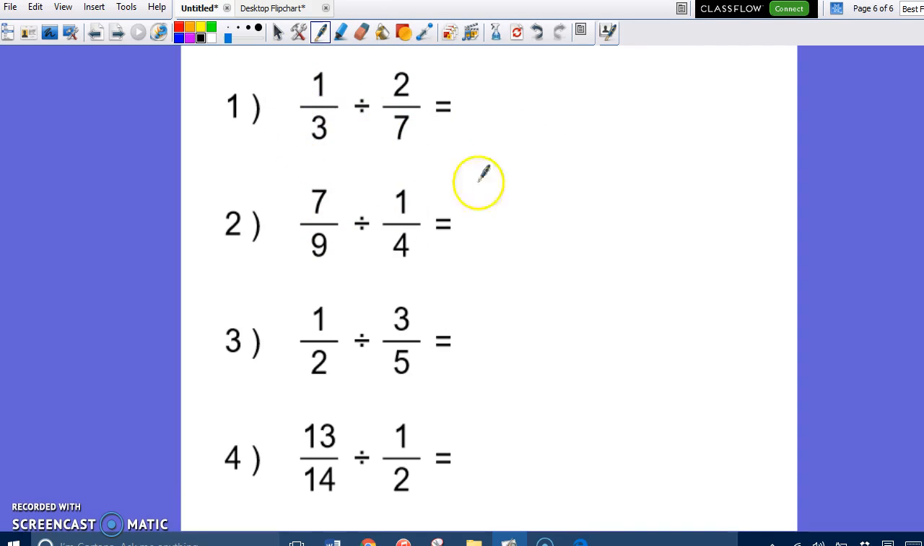All right, so here we go. In order to divide, really multiply our fractions, we keep the first one the same. Change it to a multiplication problem. And then we do the reciprocal of the second fraction. This is 2/7. The reciprocal would be 7/2. I just flipped it.